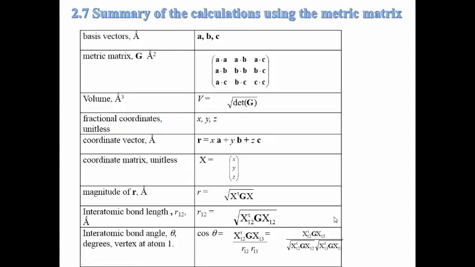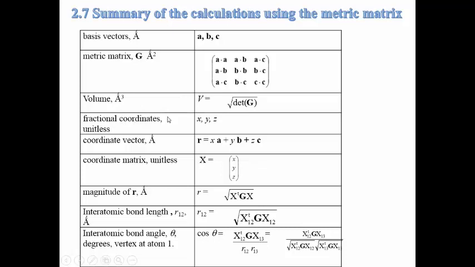And here's a summary of all of our calculations using the metric matrix. The basis vectors A, B, and C have units angstroms. The metric matrix G has unit angstrom squared. You can just see each individual term is A dot A, so that's going to be angstroms times angstroms times the cosine of the angle between them. And then the volume is equal to angstroms cubed. That's the way it always is. Well, you have the determinant of G, so that's going to be angstroms squared, squared, squared, and then we take the square root of that and we get angstroms cubed.